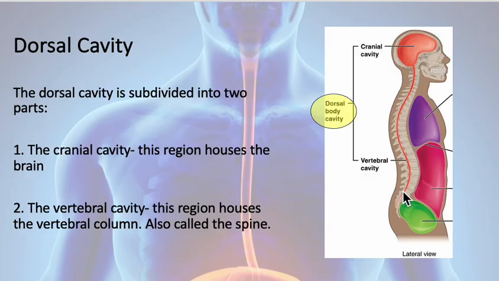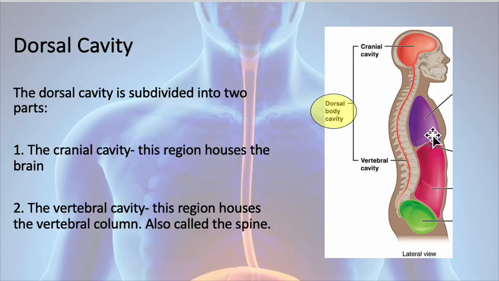This cavity is subdivided into two parts. It consists of the cranial cavity. This cavity houses the brain, so the area within the skull. And we also have the vertebral cavity. The vertebral cavity is the region that houses the vertebral column, also referring to the spine. So the spinal cord sits within the vertebral cavity. So these are the two subdivisions of the dorsal or posterior body cavity.